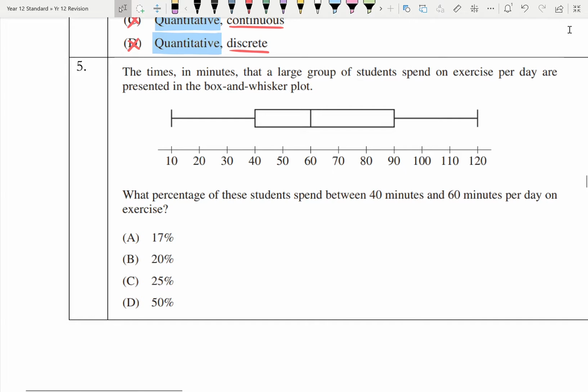Okay, so question 5, we're talking about box plots. It says the time in minutes that a large group of students spend on exercise per day are presented in the box and whisker plot as shown below. Now, one quick hint when you're looking at HSC exams, understanding the format's pretty important.